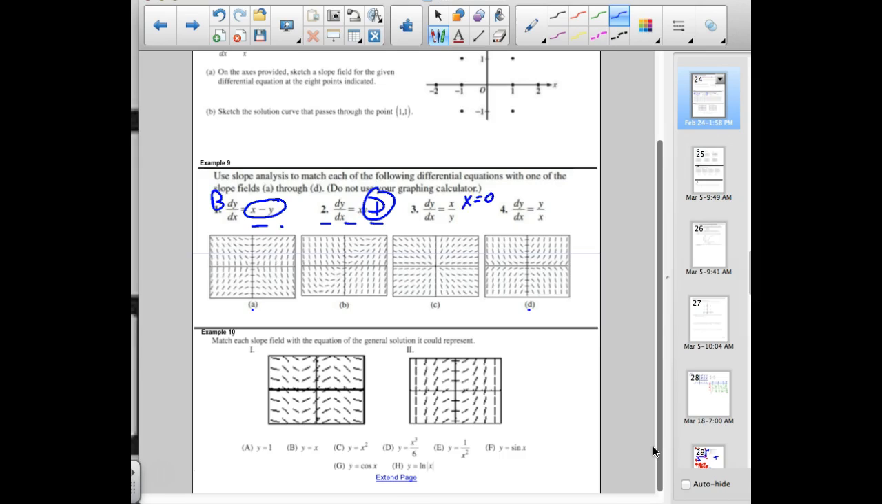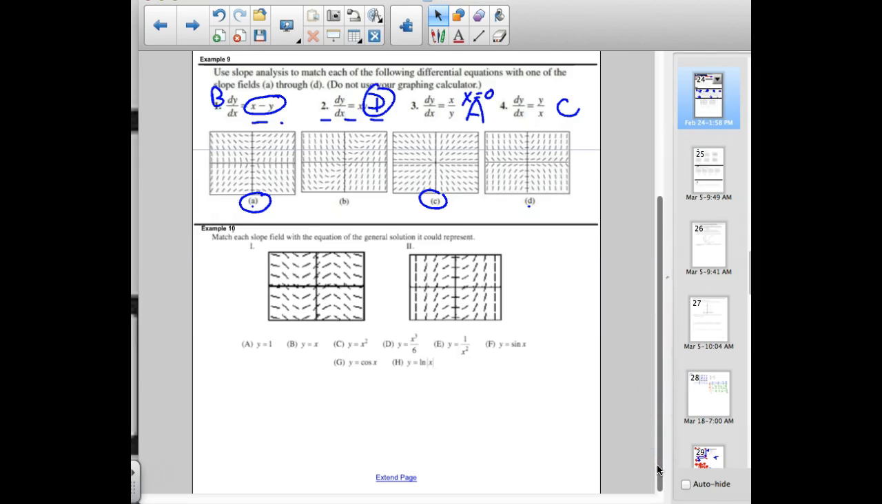All right, this one right here, it's going to have horizontals anywhere x is equal to 0, which would be on the y-axis. So it's got to be which one? Either, who do I have left? I have C and A left. Which one's got horizontals on the y-axis? A. Yeah, you can see it. So if you just use those zeros and infinities, that's usually enough to get it for you.